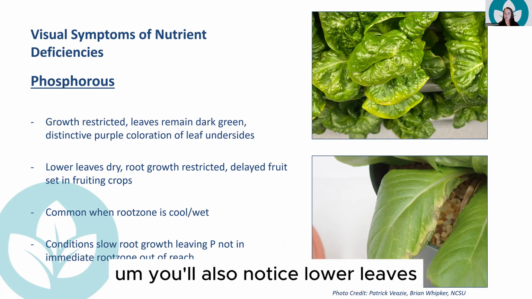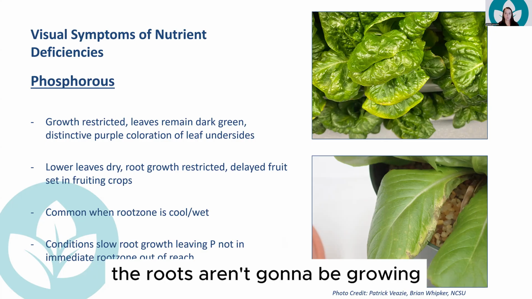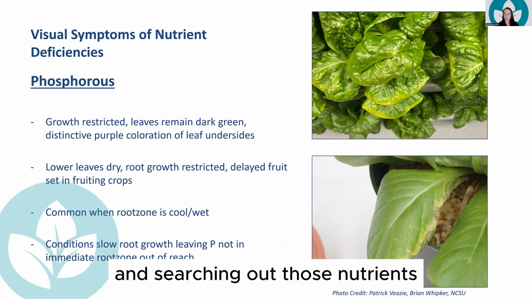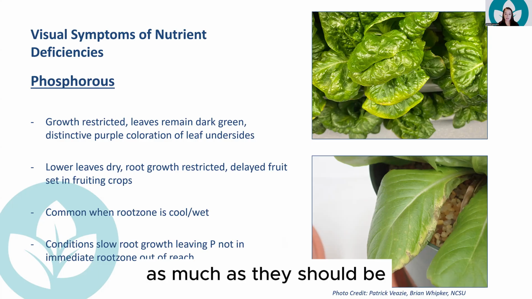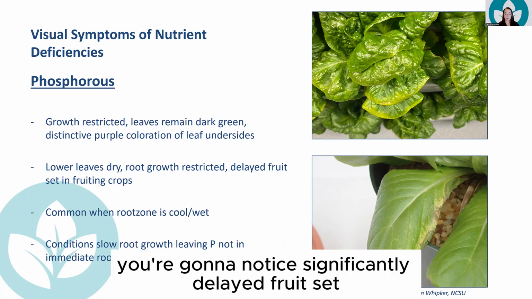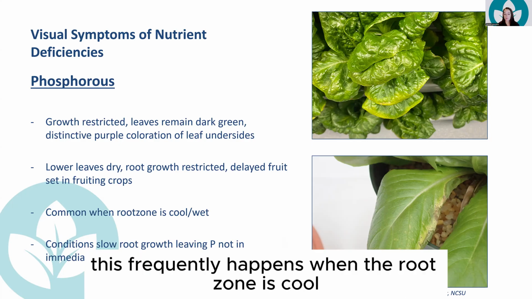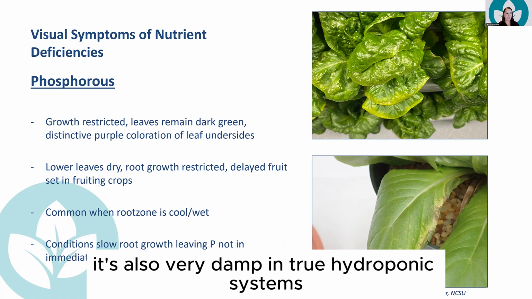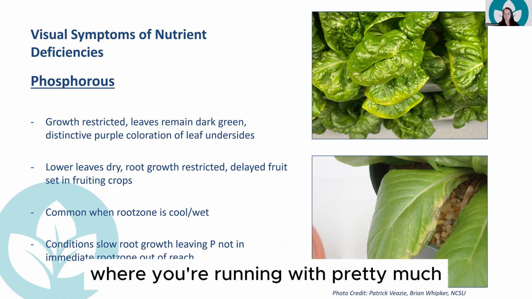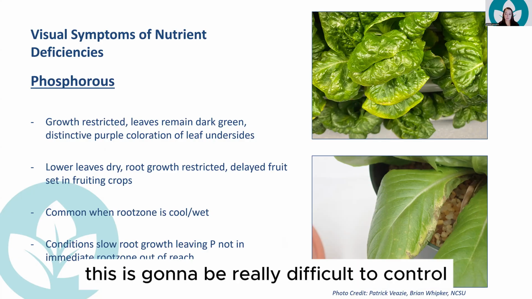You'll also notice lower leaves kind of starting to dry out. The roots aren't going to be growing and searching out those nutrients as much as they should be. And for fruiting crops, you're going to notice significantly delayed fruit set. This frequently happens when the root zone is cool. It's also very damp. In true hydroponic systems where you're running with pretty much just basically water, this is going to be really difficult to control.